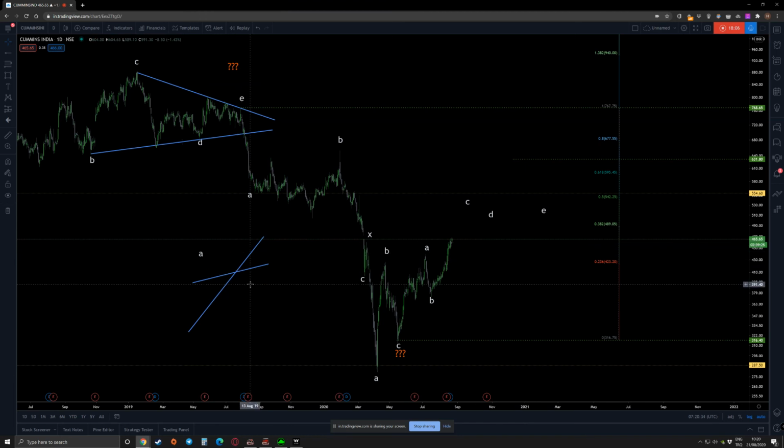Okay, but on the other hand, I am not trading any stocks in this Indian pair, so don't take this as financial advice or something. This can easily be wrong, but it is how I see it.